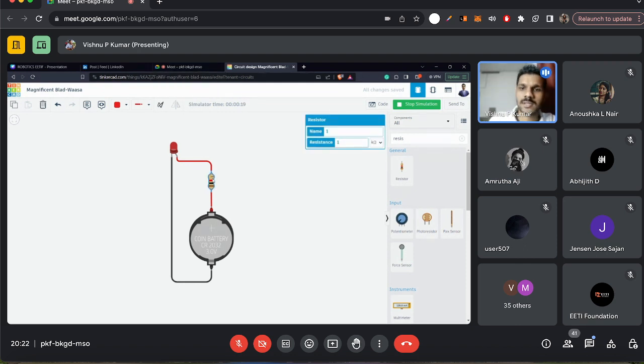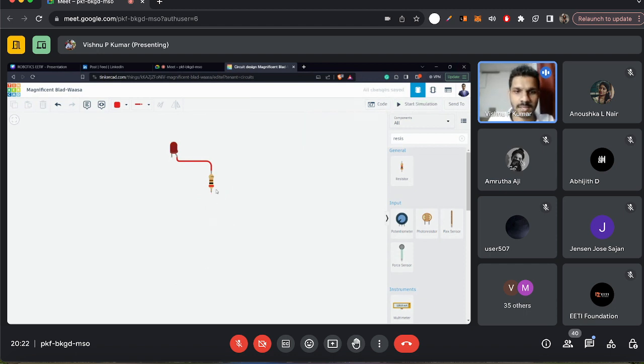We can click on the resistor and change the value. This is 1 kilo ohm, and I'm changing it to 200 ohms. And the LED got brighter, right? I'll show you something funny.